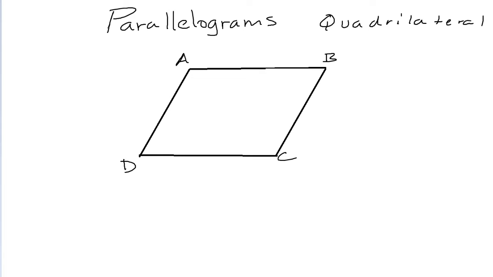In a parallelogram, opposite angles are congruent. So angle A is congruent to angle C, as well as angle B congruent to angle D.